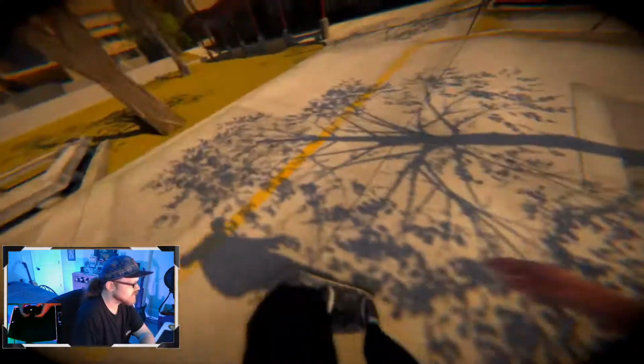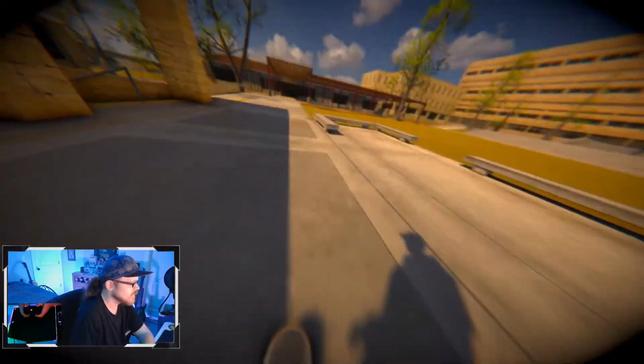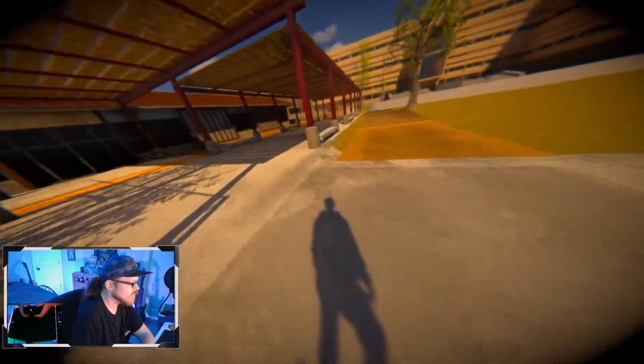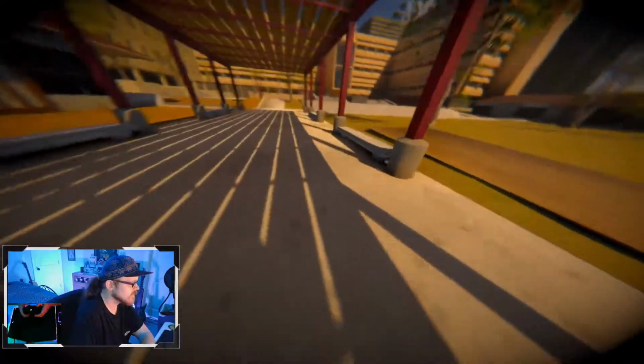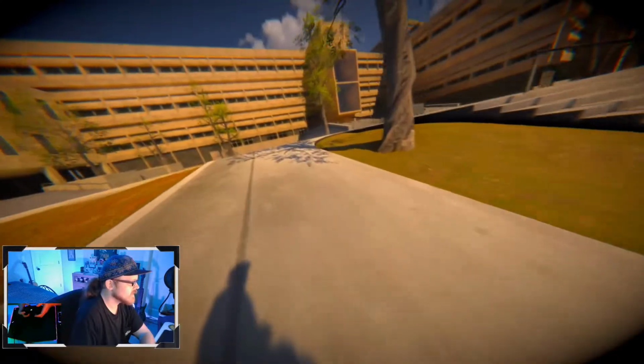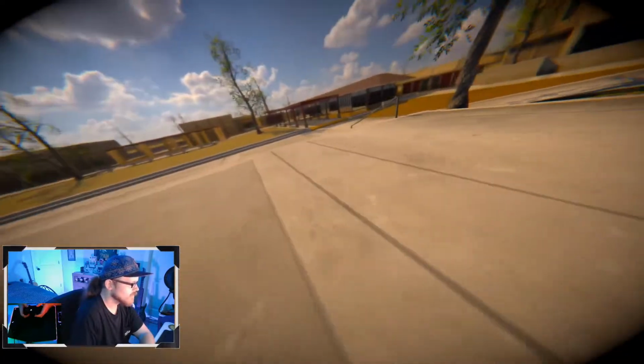So I think the best thing to do would be to do a little montage of some POV skating, just so you guys get to see what it feels like to be in the first person point of view when you're doing all of this stuff. Forewarning, it can be nauseating, especially if you're not used to the camera settings, so be forewarned.